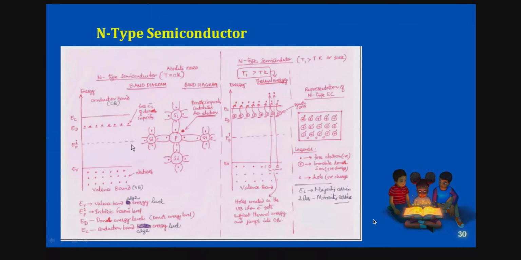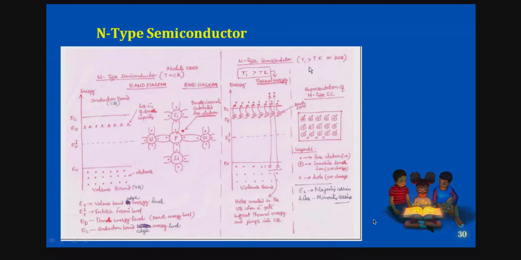Now you can see the other side. The left side is at T equal to 0 Kelvin, that is absolute temperature. Now when the temperature is greater, T1 greater than 0 K, or at room temperature, that is 300 Kelvin, what happens is that the electrons in the donor energy level jump into the conduction band, leaving positive immobile ions. You can see the electrons jump into the conduction band. All electrons are excited into the conduction band from the donor level, not from the valence band.